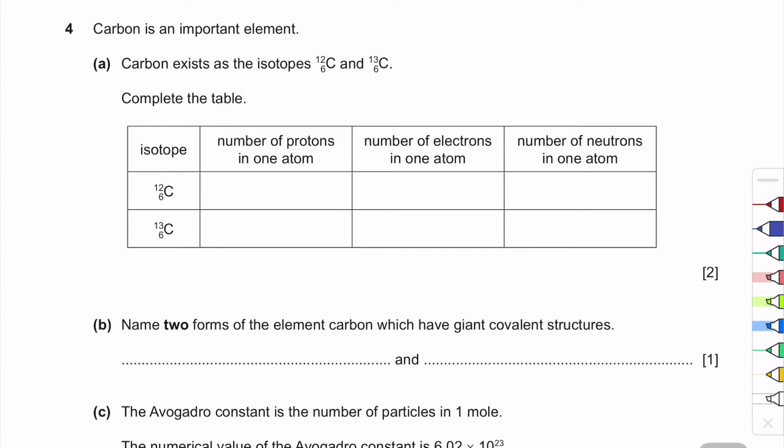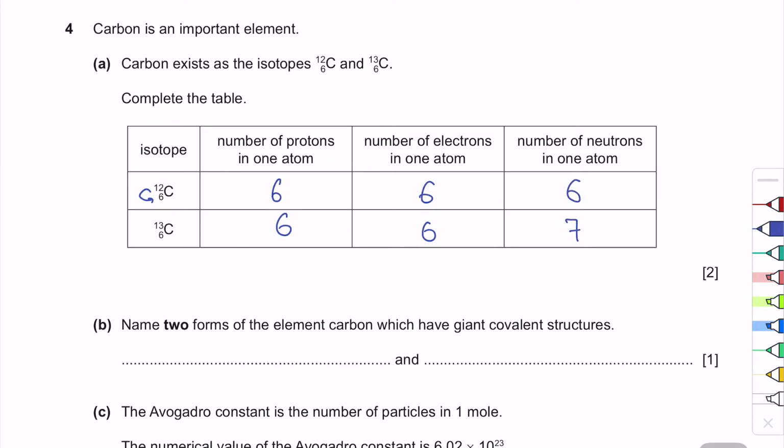Carbon is an important element. Carbon exists as isotopes carbon 12 and carbon 13. So let's just fill it up. This is a relatively easy question. Number of protons, because these are both carbon, should be 6 and 6. Number of electrons, because they're neutral, 6 and 6. Number of neutrons, subtract the proton number from the mass number, so 12 minus 6 is 6 and 13 minus 6 is 7.